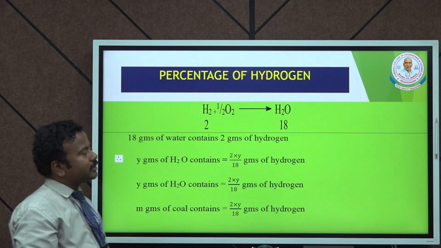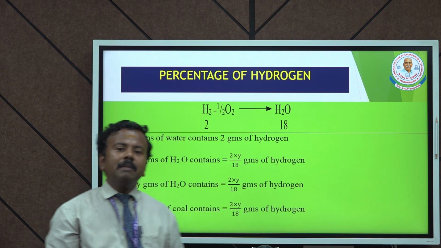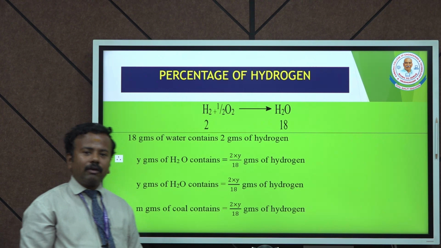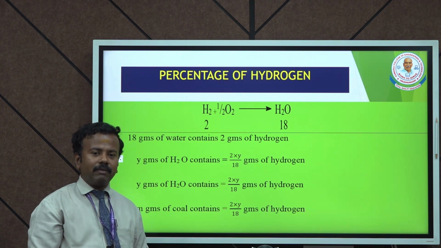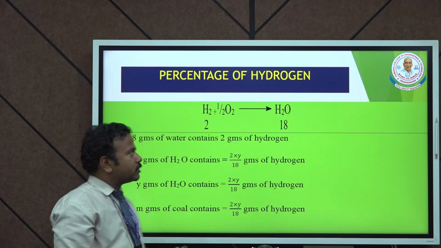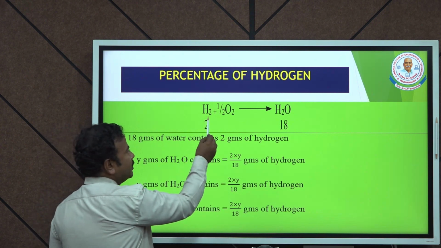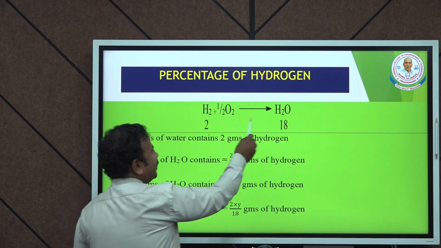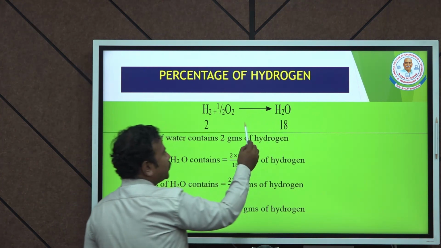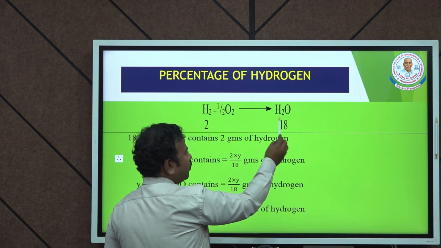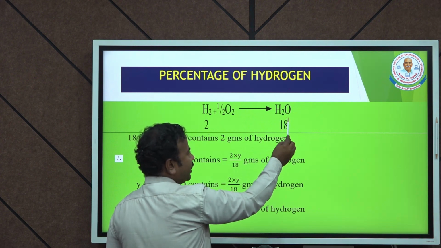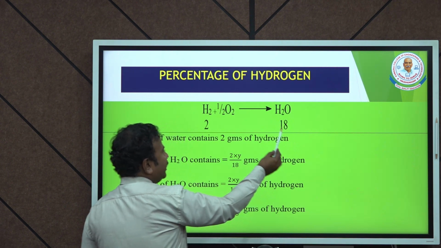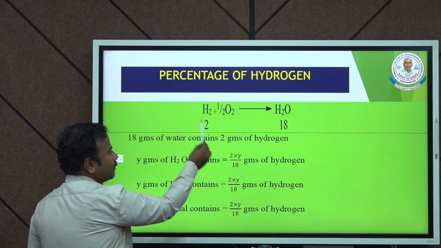Next we discuss how to calculate the percentage of hydrogen. The percentage of hydrogen is also calculated by a similar pathway as the carbon calculation. Here you can see that hydrogen, on combustion with oxygen, reacts and forms water vapor. Here you can see the weight of the water molecule: oxygen is 16, and 2 hydrogen are present, so totally 18. So 18 grams of water contains 2 grams of hydrogen.